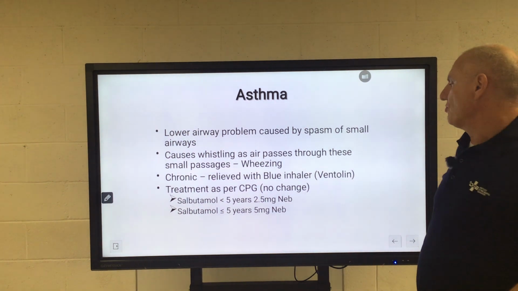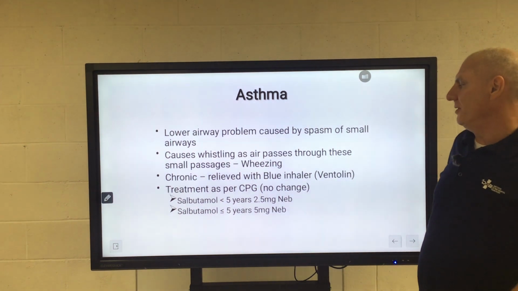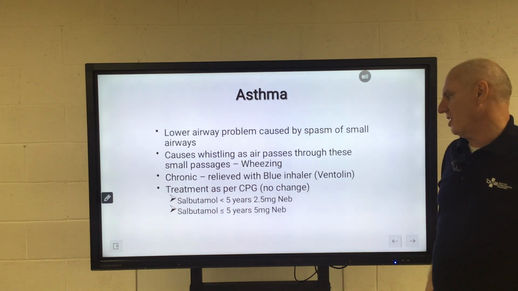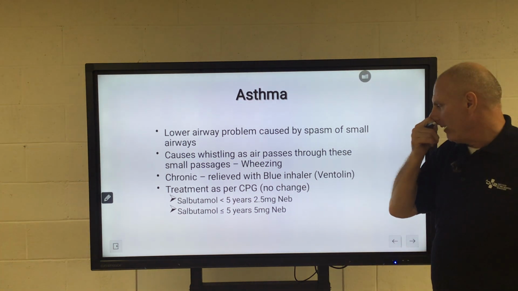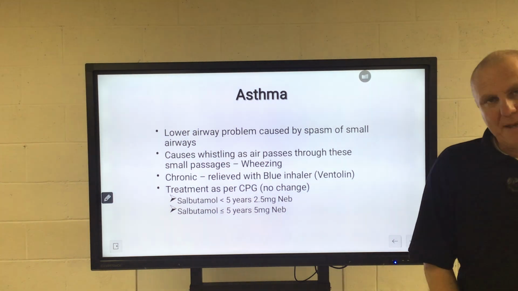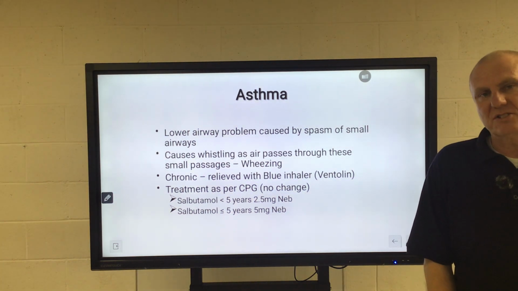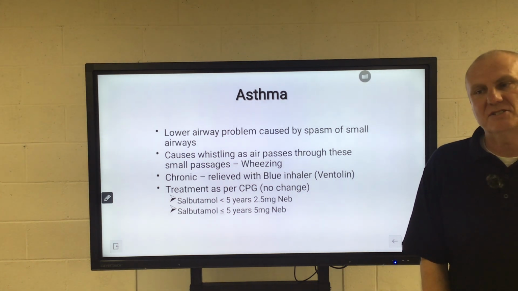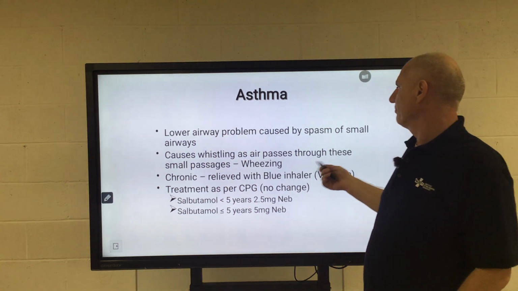It's chronic. It's relieved with a blue inhaler, which is normally Ventolin. Treatment as per the CPG, there's no change. So salbutamol, less than 5 is a 2.5 milligram neb, and greater than 5 is a 5 milligram neb. Again, this is pretty standard stuff. We're just touching on it. This is as per your original CPGs.